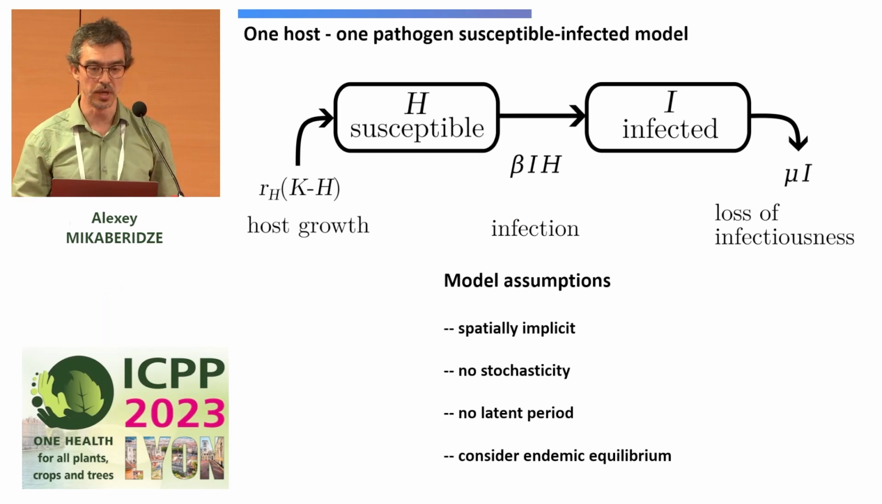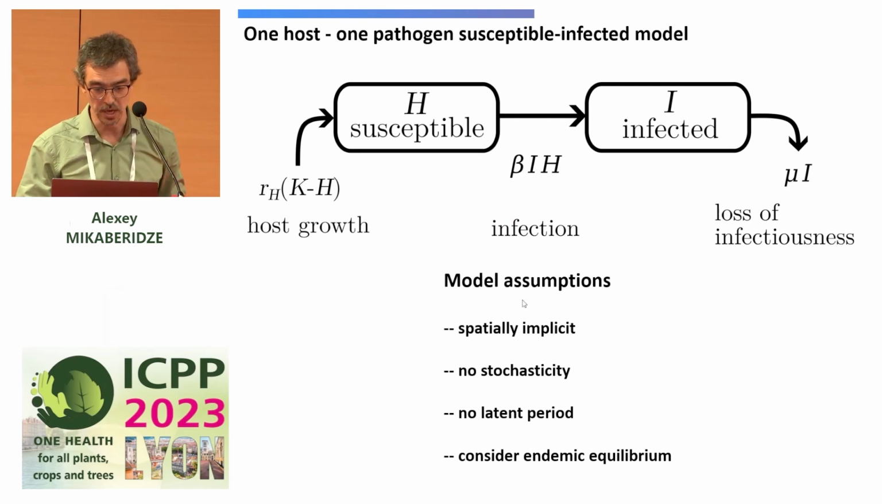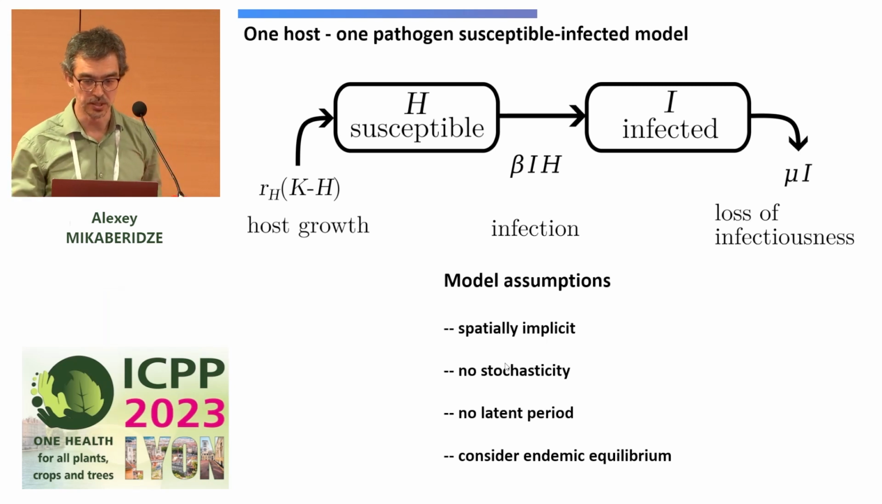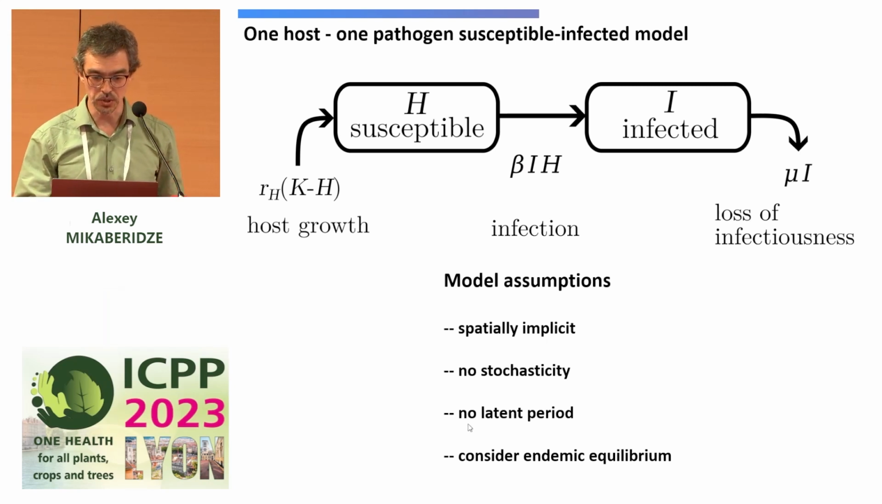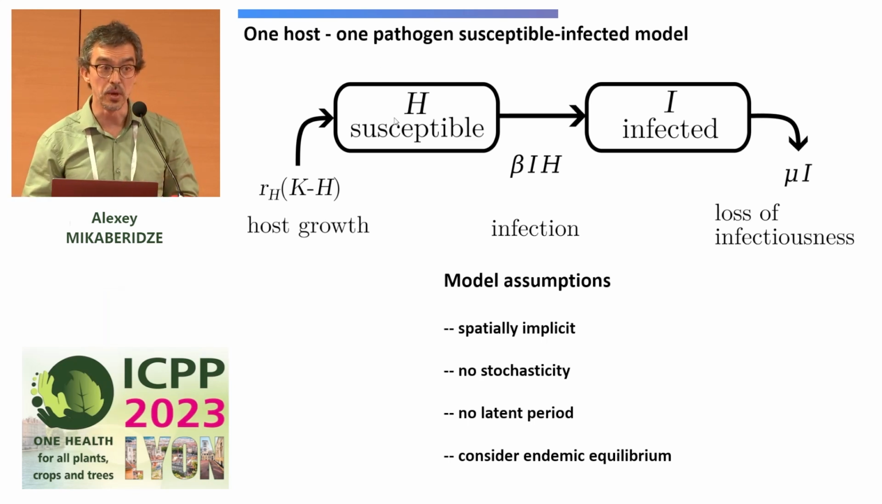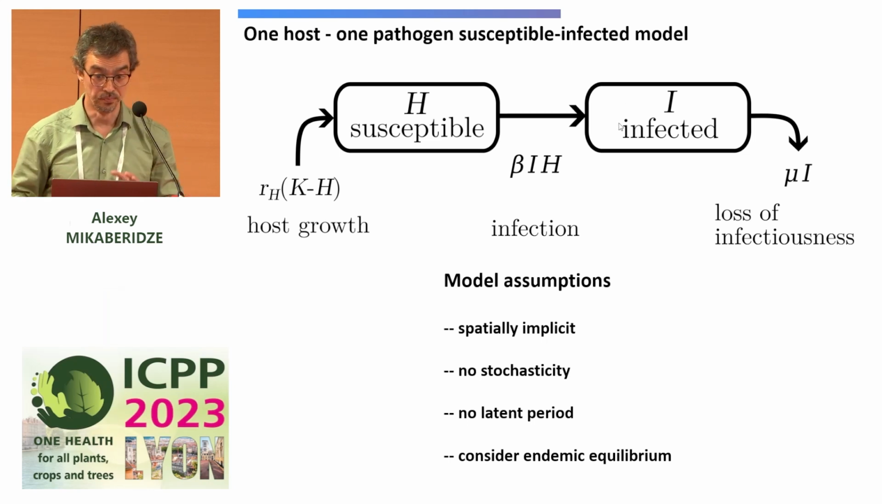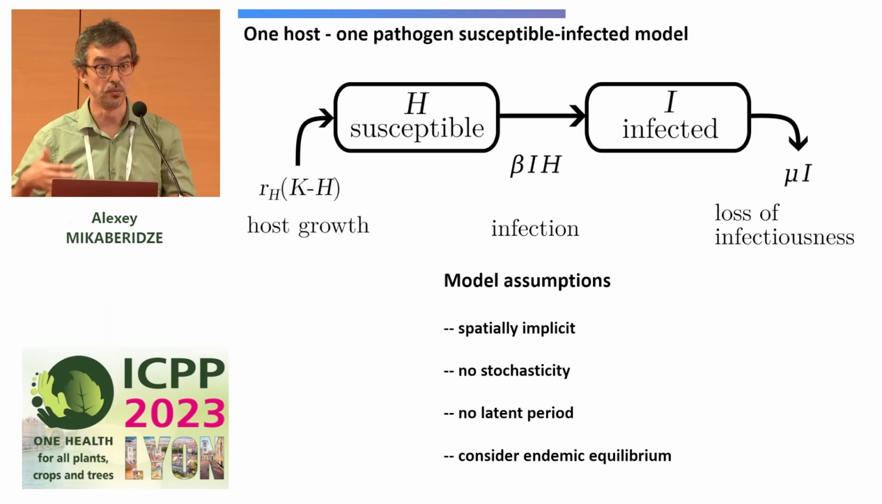Now, of course, this simple model has a number of assumptions. It is spatially implicit. We didn't have stochastic processes. These are fairly standard assumptions for this type of modeling. But also, we didn't have a latent period, which is an approximation that works surprisingly well, unless your research question addresses specifically the latent period. And we also considered endemic equilibrium. This is not an inherent assumption of the model, but rather we did it just for simplicity. Essentially, after the initial dynamic phase, the two state variables in the model reach a certain stable static equilibrium. And the assumption here is that this is achieved, or at least approached, before the end of the season.